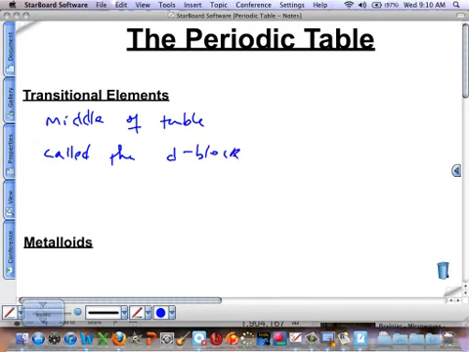Yeah, remember we talked about the shells yesterday, the SPFD? So all your transitional elements have electrons in the D shell. That's what they call the D block. What else do you guys come up with?